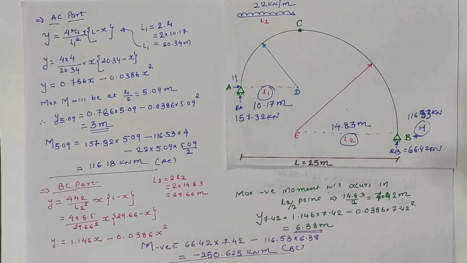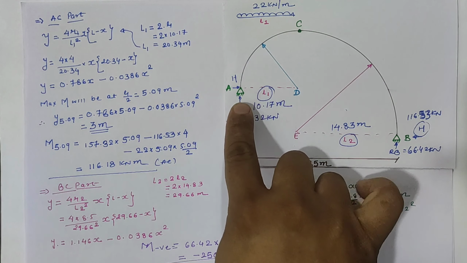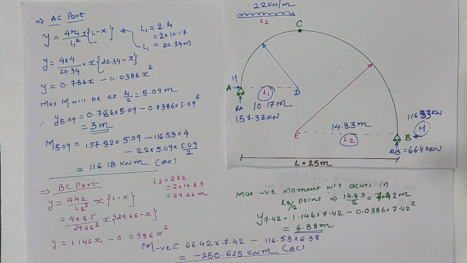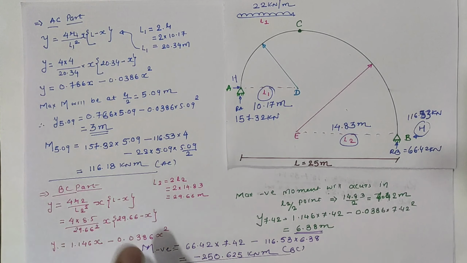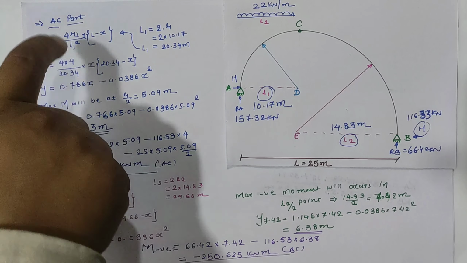So if the crown depth at different hinges is not at the same plane, then we can calculate the maximum negative and maximum positive bending moment using the parabolic property as well as the parabolic equation.